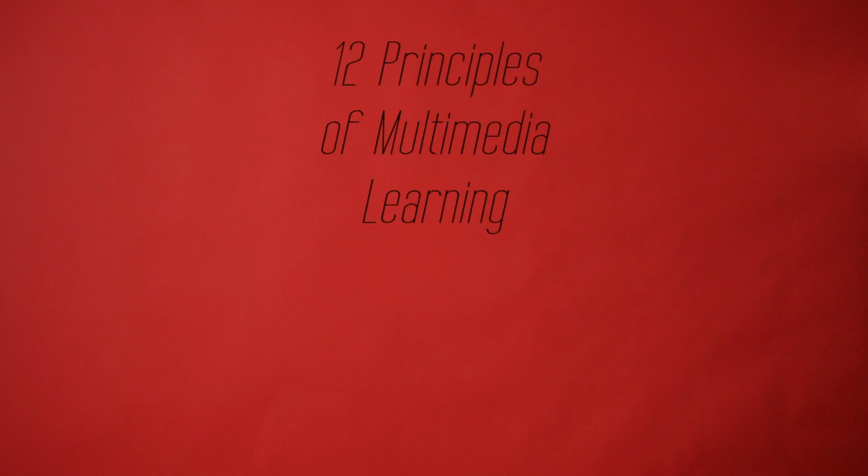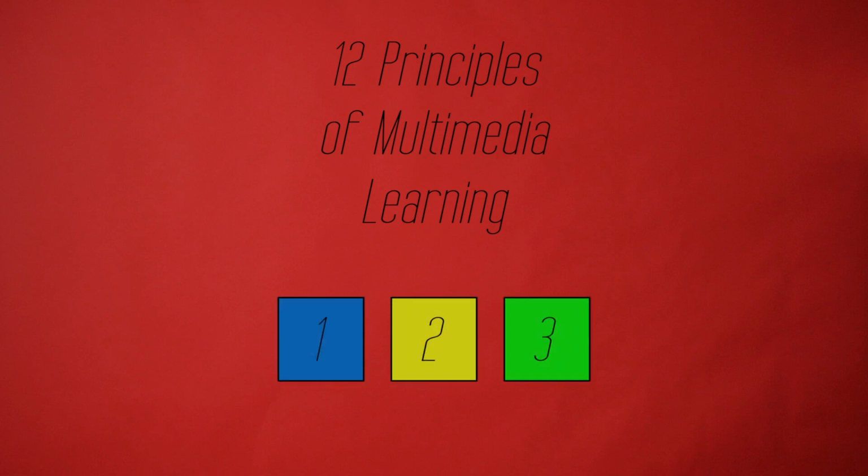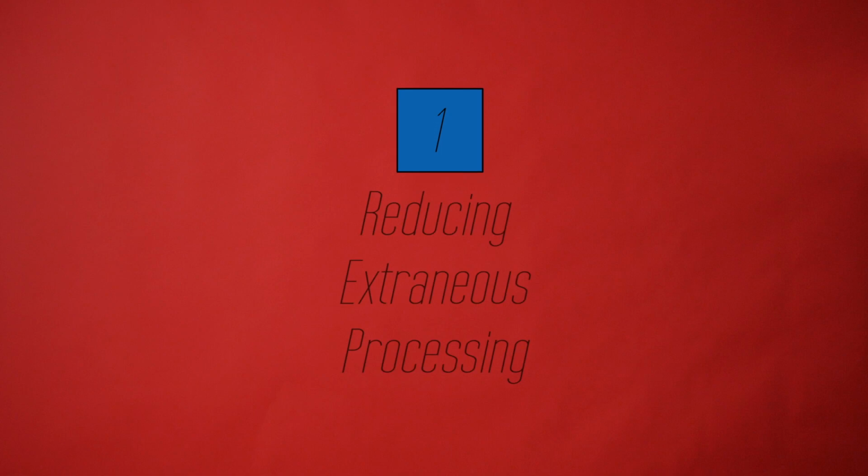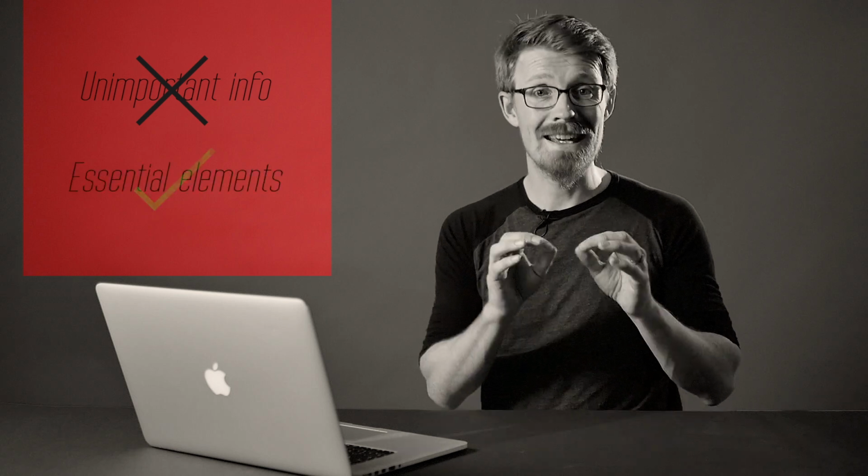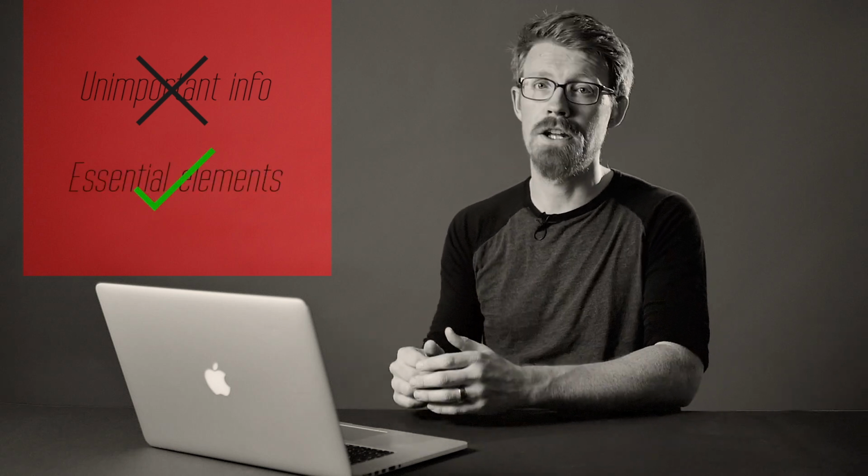The 12 principles of multimedia learning are separated out into 3 groups to essentially cover these 3 steps. The first group is for reducing extraneous processing, which basically outlines key principles for stripping out any unimportant information and bringing to the spotlight essential elements that your learners need to know.